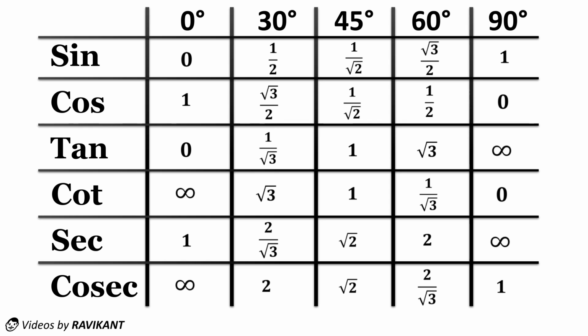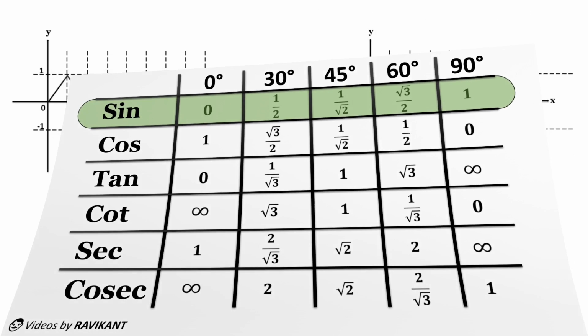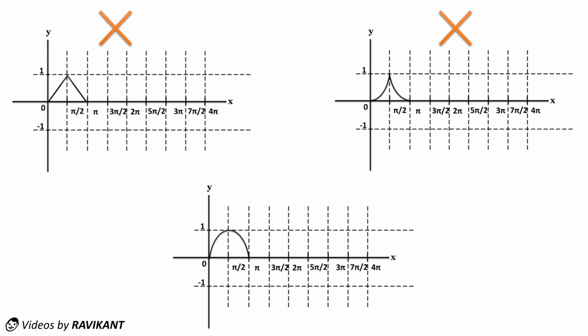To check which graph is correct, we go through the trigonometry table. In this table, look at the values of sine. The first value is 0, then 1 by 2, that means 0.5, then 1 by root 2, that means 0.7, then root 3 by 2, that means 0.8, and at last we have 1. So you can see that the values are gradually increasing. That means these two graphs are not the real graph, because they do not satisfy this condition. The only graph which satisfies this condition is this graph.